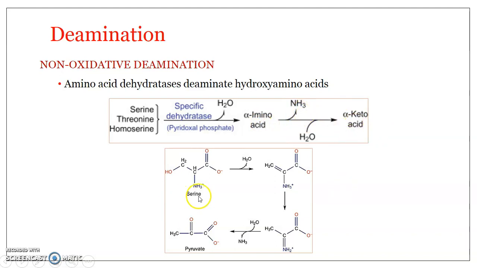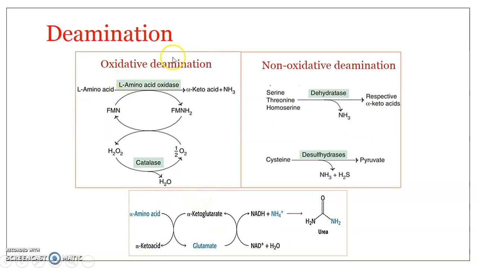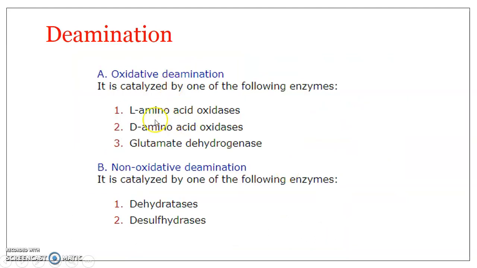Okay, then this is the summary of deamination. Oxidative deamination: the L amino acid will give rise to alpha keto acid and ammonia. Right, the first one is oxidation, and the second one is hydrolytic deamination, the steps involved. Okay, non-oxidative deamination involves dehydratase and desulfhydrases. Okay, so you can see here, oxidative deamination involves L amino acid oxidases, D amino acid oxidases, and glutamate dehydrogenase. And in non-oxidative deamination, two enzymes, dehydratases and desulfhydrases, are involved in the catalysis. Okay, so this is all about deamination.